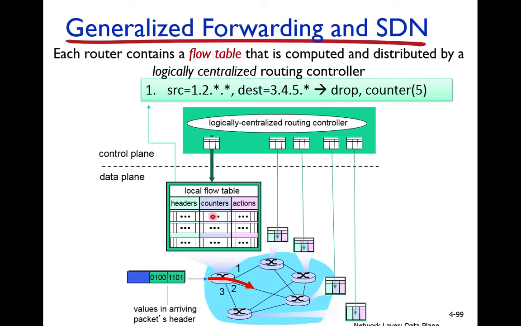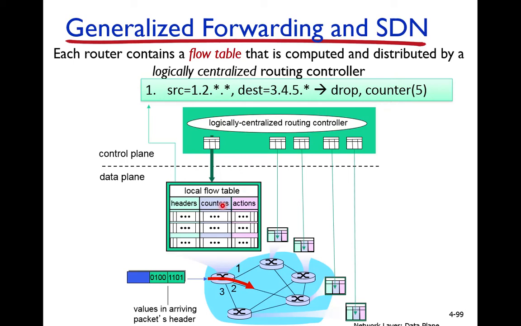And the next field is called counter. Counter, what does it mean? It means how many packets have arrived on this switch that have matched with this entry. For example, here counter is equal to 5, so it means that up to now 5 packets have arrived on this switch, and these 5 packets have matched with this entry. That is, the packets arrived with the source address 12 and destination 345, and they were dropped. So the counter is equal to 5.